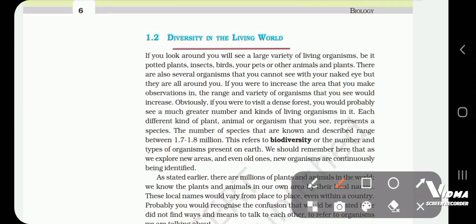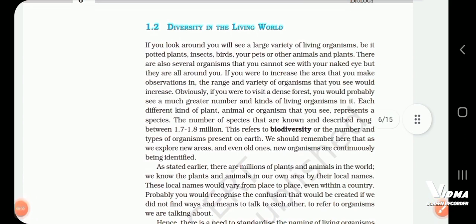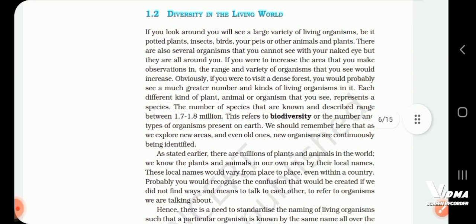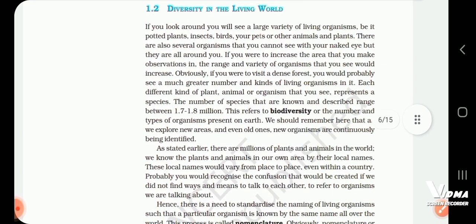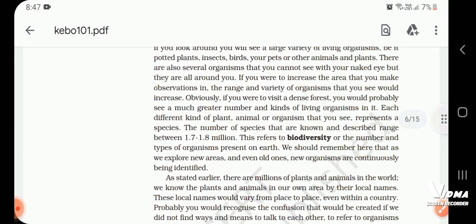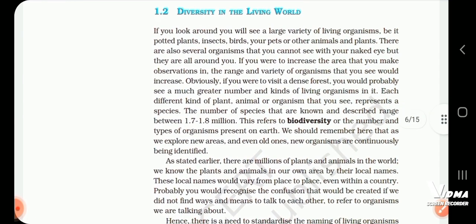Diversity in the world. If we look around, you will see a large variety of living organisms, be it potted plants, insects, birds, your pet, or other animals, plants. There are also several organisms that you cannot see with your naked eyes, but they are all around you.